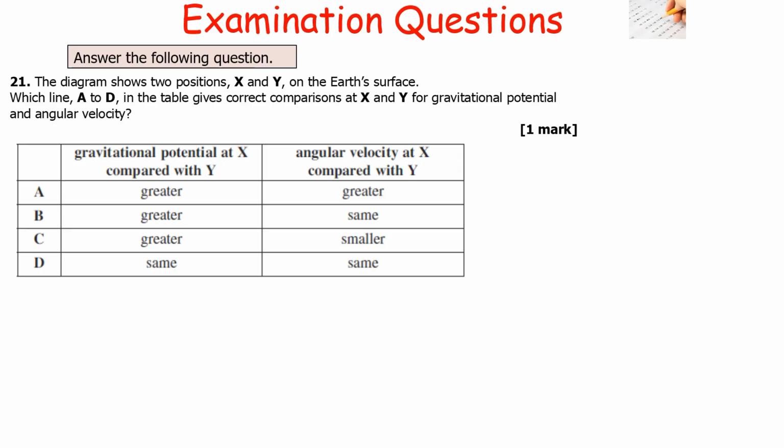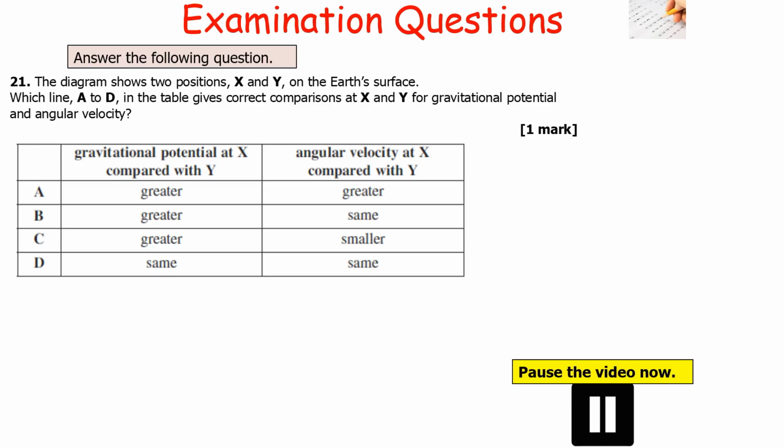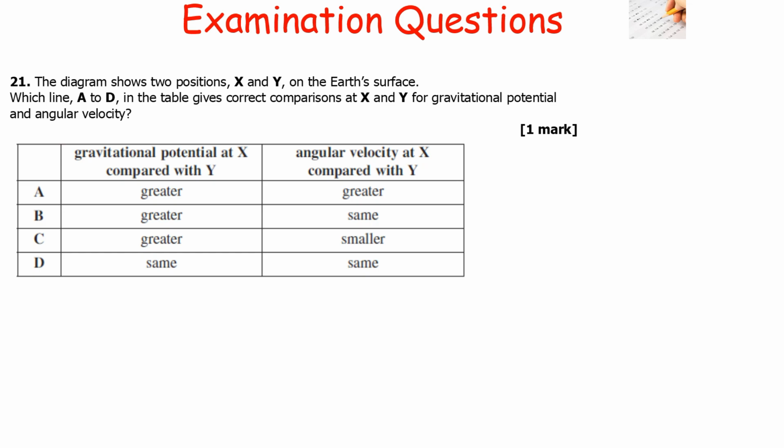The next question says, a diagram shows two positions x and y on the Earth's surface. Which line, A to D, gives the correct comparisons at x and y for the gravitational potential and angular velocity? So pause the video now and unpause the video when you want to go through your answer. Right, so how to answer this particular question? Well, unfortunately, the diagram's not been included on the sheet, but the diagram should indicate to us that X is in fact closer to the centre of mass of the Earth than Y is.